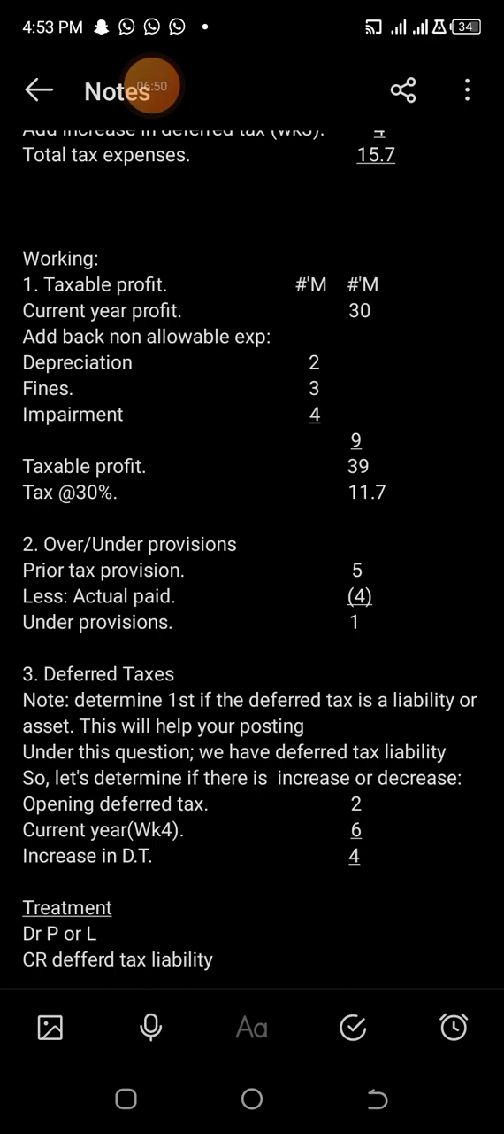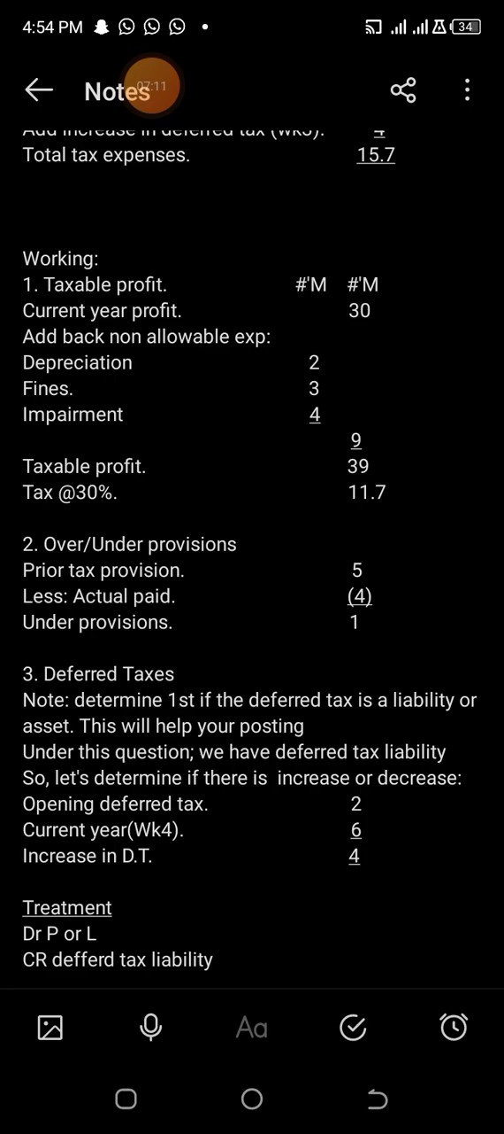And they say we should charge 30% on the profit for the year, and it will give us our tax. So we have arrived at 11.7. So number 2, we determine the over or under provision. Do we have over or under provision? The prior tax provision was 5.